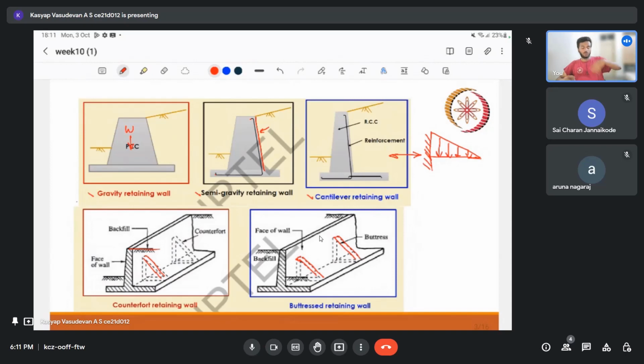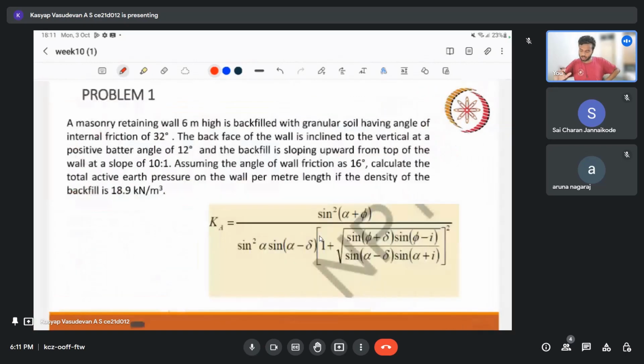So what I have chosen here is Coulomb's theory. Using Coulomb's theory, how can we find the lateral pressure? This is a very simple question wherein we know the height of the wall, masonry retaining wall, granular soil. Coulomb's theory was initially proposed only for granular soil backfill, and it was later extended, which becomes more complex, for cohesive soils also. But at this stage, we are only discussing granular backfill.